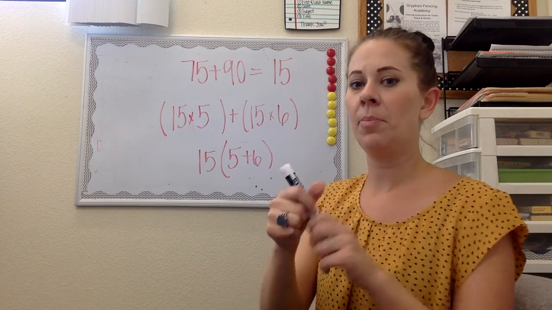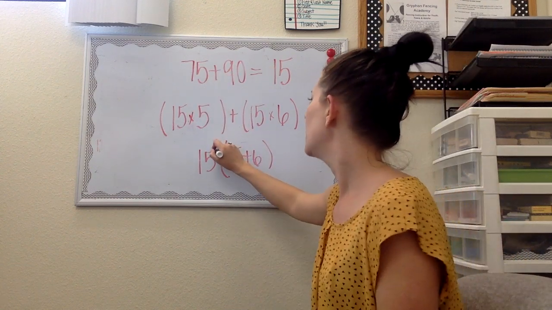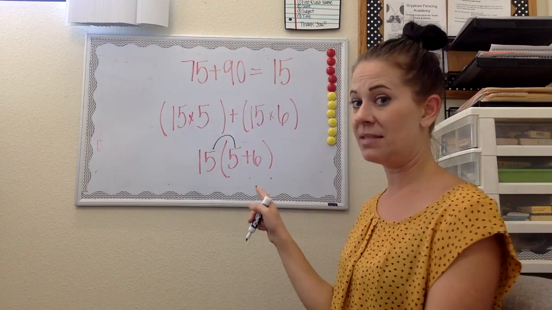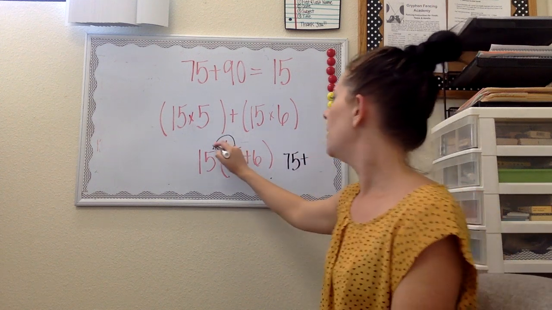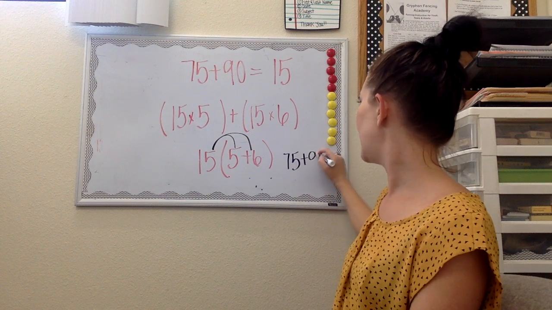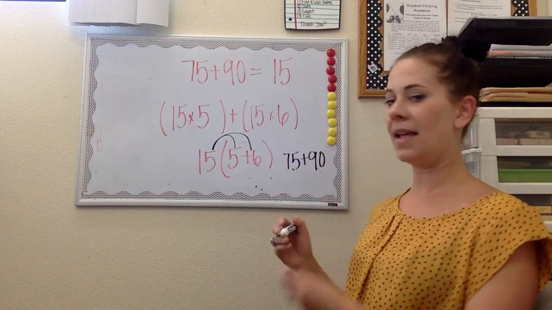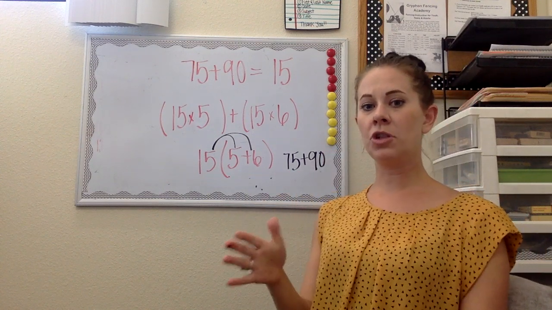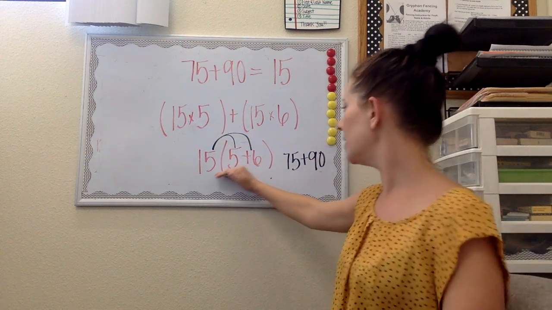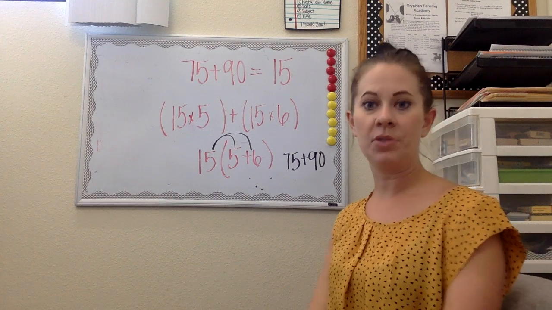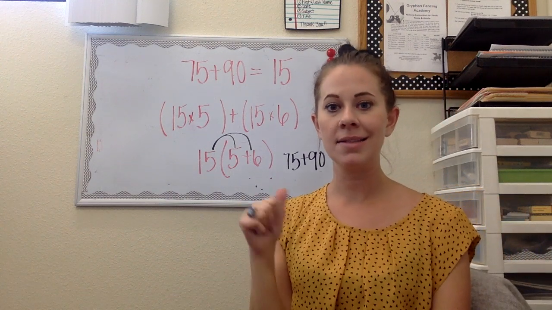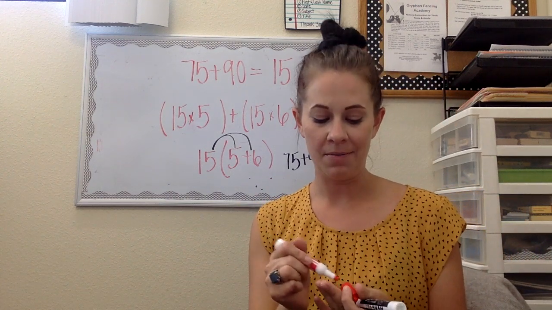And distributive property, you're always going to see me do the little loops. 15 times 5, that's what this means. 75. Keep your plus sign in between. 15 times 6, 90. These mean the same thing. In the future, you're going to have to go from here to here instead of from here to here, kind of the backwards direction. So the better you understand this, the easier that part's going to be.